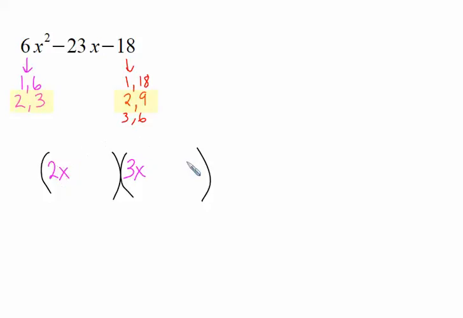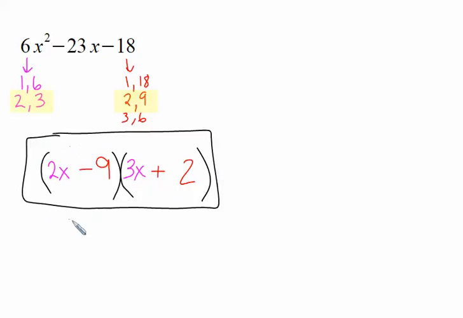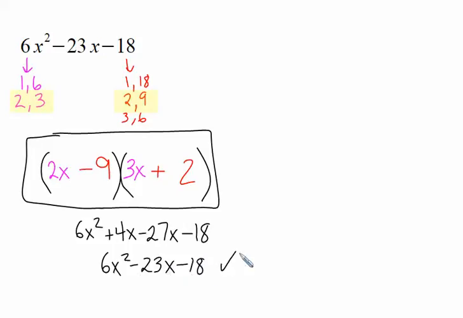So we need to multiply 2 by 2, and we need to multiply 3 by 9. We want the 23 to be negative, so we'll need a negative 27 when we multiply these together, and a positive 4. We will now FOIL this out to see if it double checks. 2x times 3x is 6x squared. 2x times 2 will be a plus 4x. Negative 9 times 3x will be a minus 27x. And negative 9 times 2 is a minus 18. When we simplify by combining like terms, there's our expression, and it checks with the original.